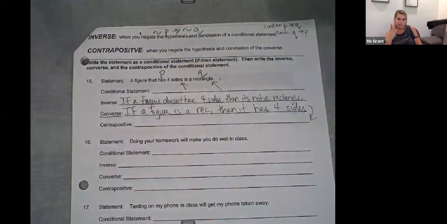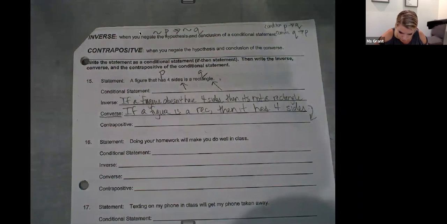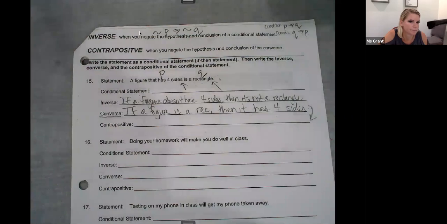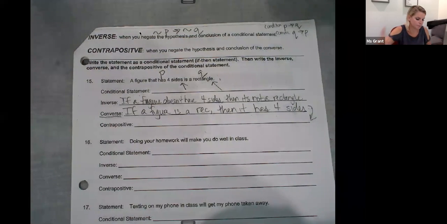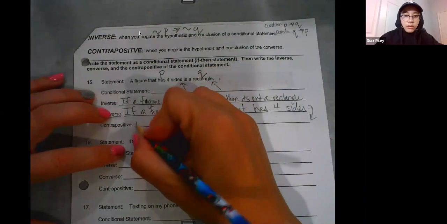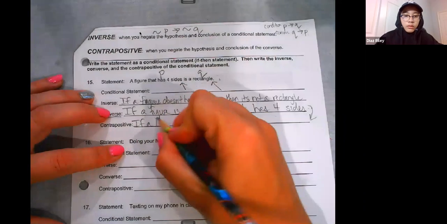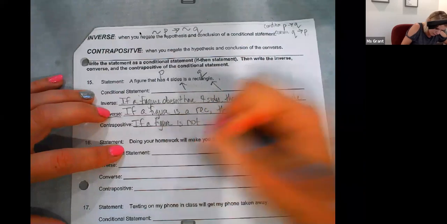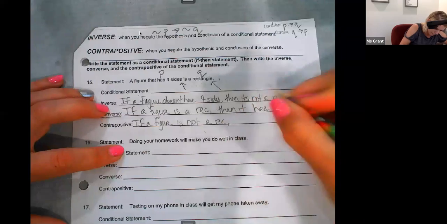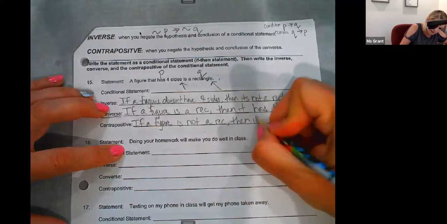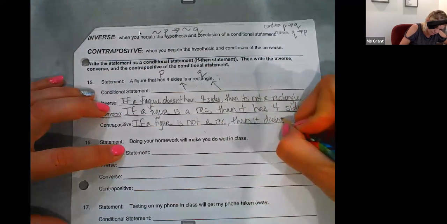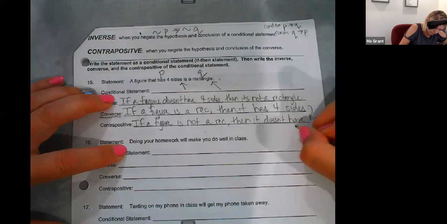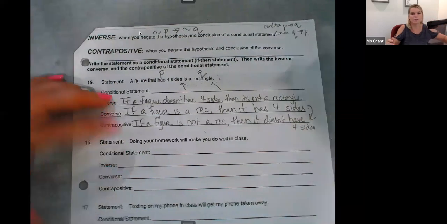Negate the converse. Somebody tell me, because remember the converse is it flipped, right? Riley. If the figure is not a rectangle, then it doesn't have 4 sides. Perfect. If a figure is not a rectangle, then it doesn't have 4 sides. Lots of writing.